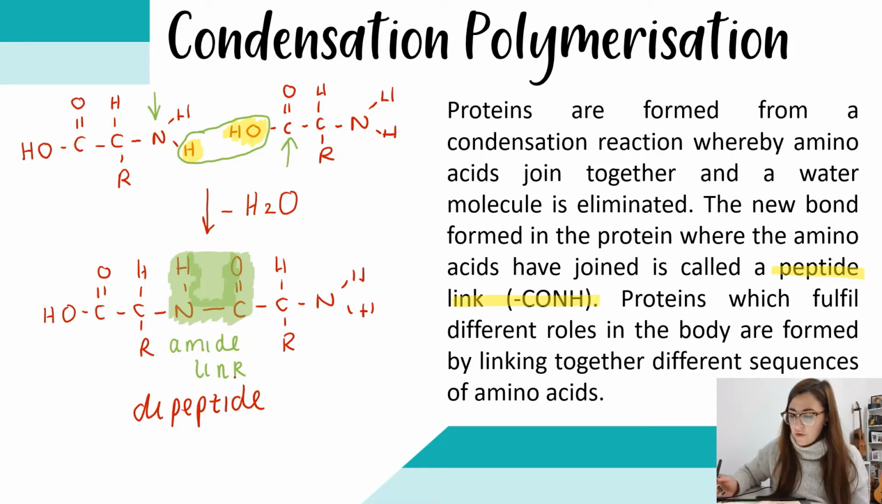You can use those words interchangeably, peptide link or amide link. Proteins which fulfill different roles in the body are formed by linking together different sequences of amino acids. So depending on what protein the body wants to form, it will take amino acids and link them together in different orders to make different proteins.